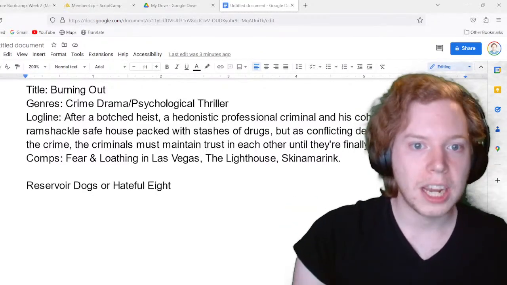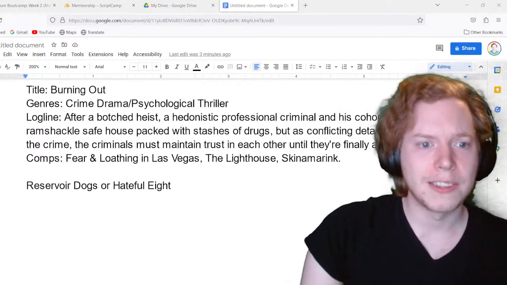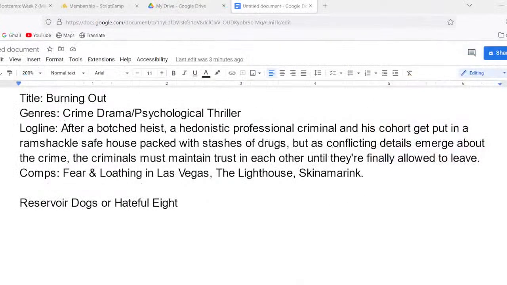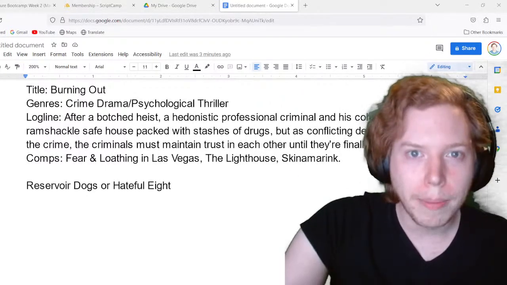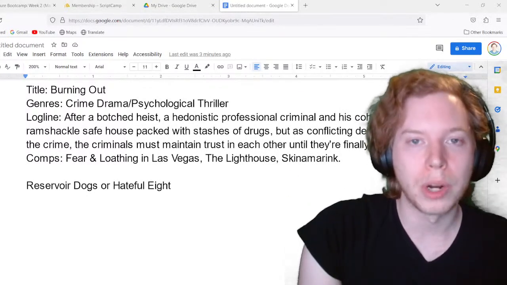And the second thing is that there are a lot of details in the logline that's leading to a very long sentence. A botched heist, a hedonistic professional criminal and his cohort. I don't think I could even say this in one breath if I tried. So I would maybe try to cut down on the number of clauses here and give a more concrete and straightforward goal for your main character. If we frame this from one guy's point of view, it's not going to be they need to maintain trust in each other. It's going to be, I need to defeat this guy, essentially. Or I need to outwit my partner. You can pick some word like that, right?